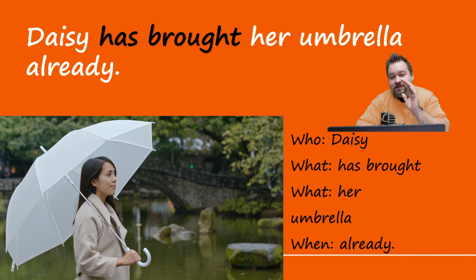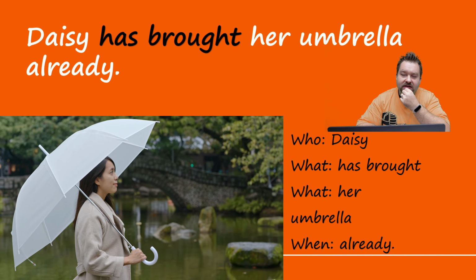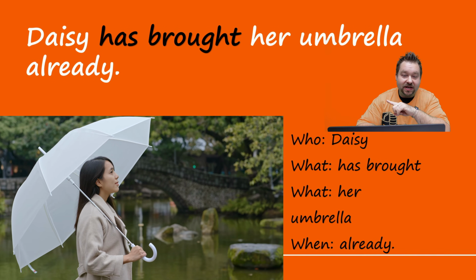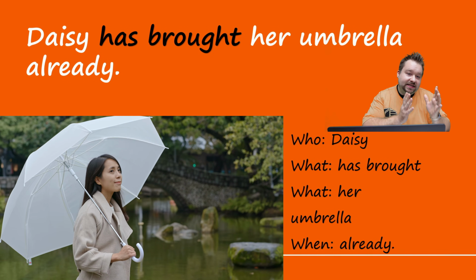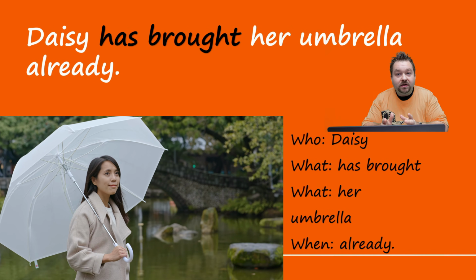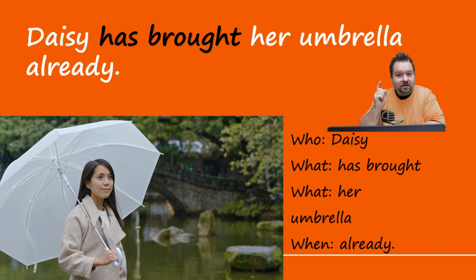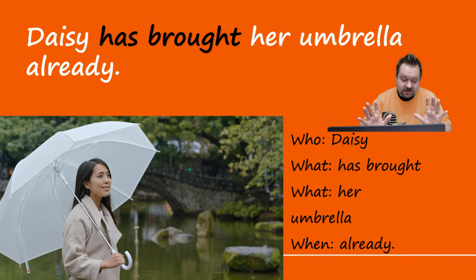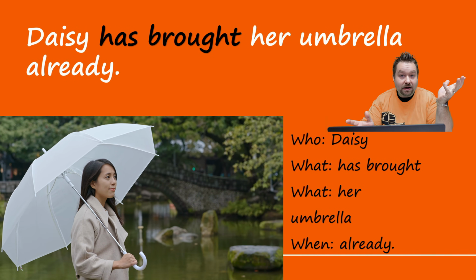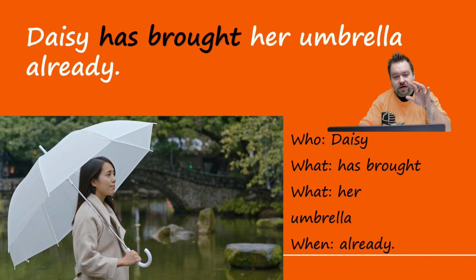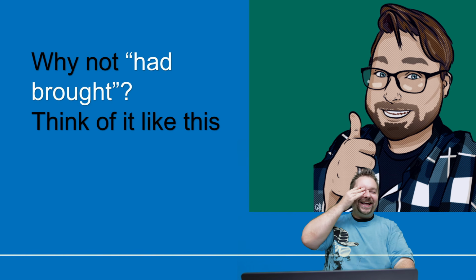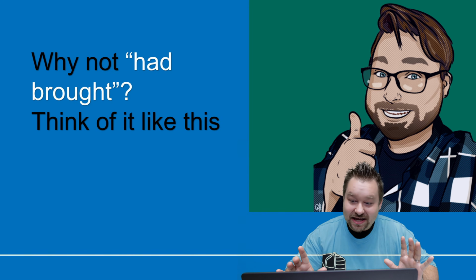Daisy has brought. Well, wait a second. Why isn't it had brought? I'll show you in a minute. Let's just take a look at this sentence. Daisy has brought what? Her umbrella when? Already. Okay. So we've got our sentence now. And some of you might have said had brought. I'll explain this in a minute. Don't worry. Why didn't we use had? I want you to think of it like this.